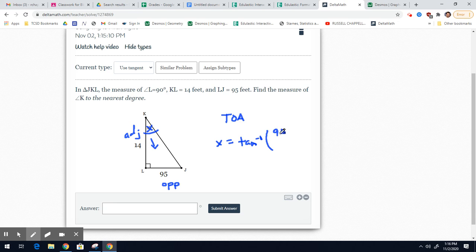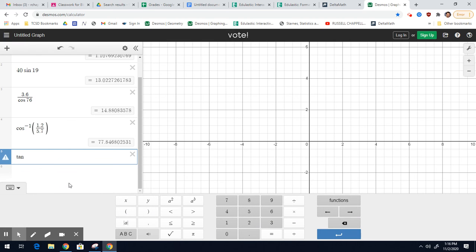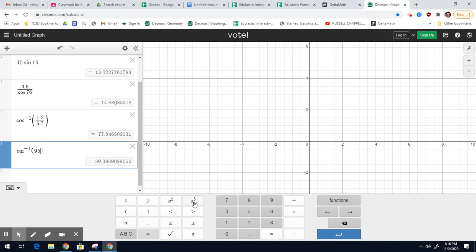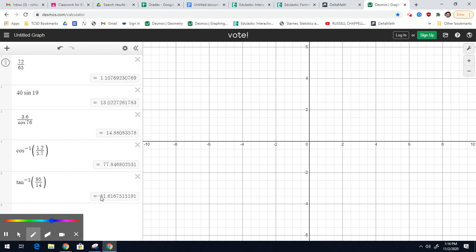95 over 14. And we're going to type that in exactly as it looked, making sure we're in degree mode, and we're going to round to the nearest degree. So I'll go back into Desmos. Tangent, I'm going to use the AB button here, -1. Press the arrow to the right, open up a big parenthesis, and it was 95 divided by 14. And I get 81.6, again to the nearest degree, so that 6 rounds the 1 up to a 2.